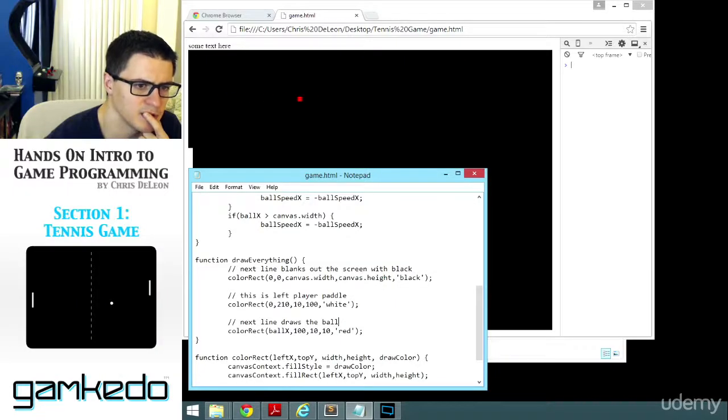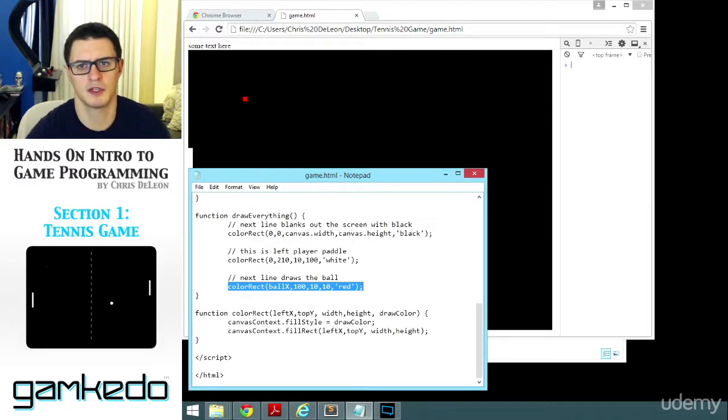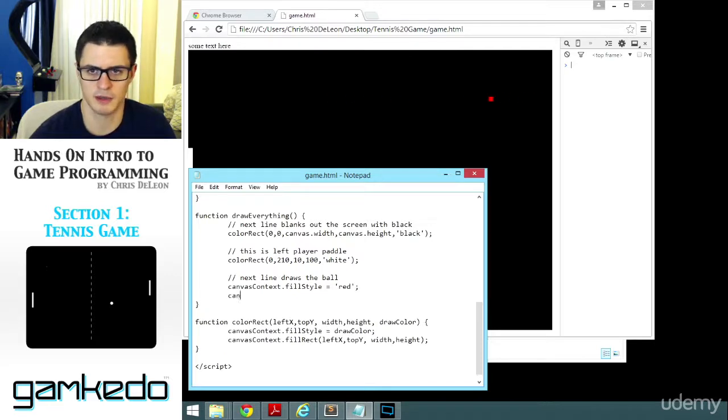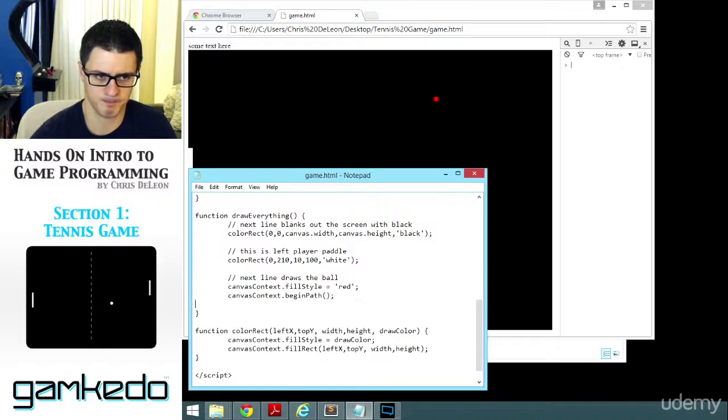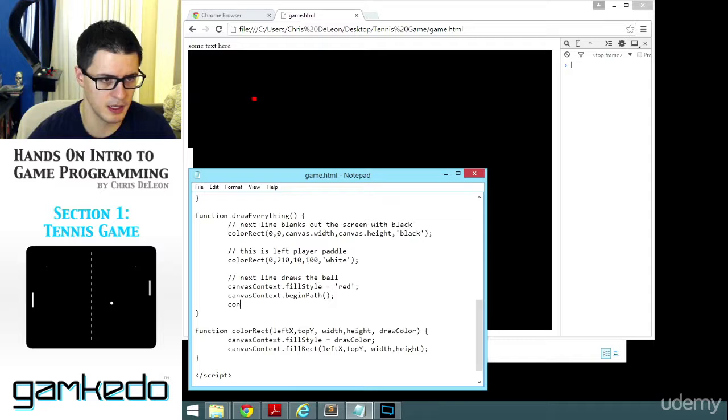Now, we're drawing the ball here, and we'd like to make it a circle instead of a rect. Well, instead of calling the rect function, let's say canvas context fill style. Let's keep it red for now so we can make sure we're looking at the same shape. Canvas context begin path. That begin path is going to let us define a shape to then fill in. Canvas context dot arc. There is no circle function in HTML5 JavaScript, just an arc.